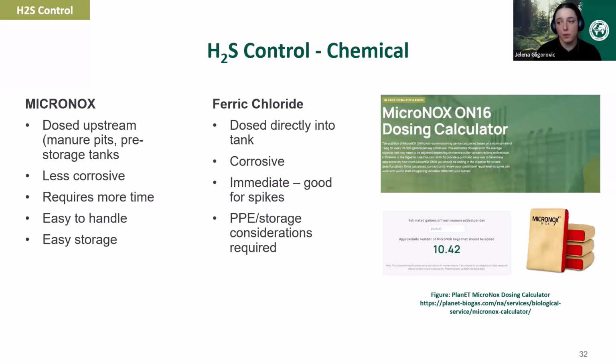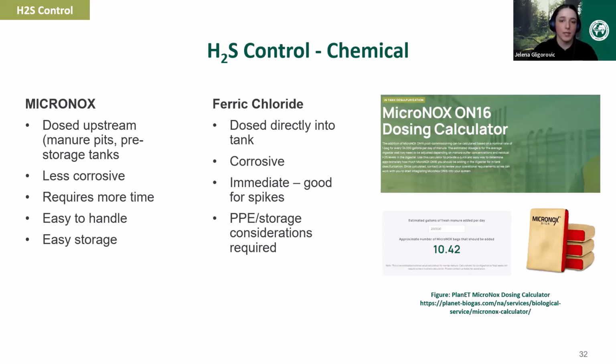It's less corrosive, but it requires more time for the reaction to take place to see a reduction in the H2S. And it's easy to handle, it has easy storage as well. The ferrochloride is dosed directly into the tank since it's more corrosive. You do see a more immediate reaction in the H2S and the reduction in the biogas, so it can be good for spikes. But there are PPE and storage considerations that need to be made between the two. We do have a Micronox dosing calculator on our website as well.